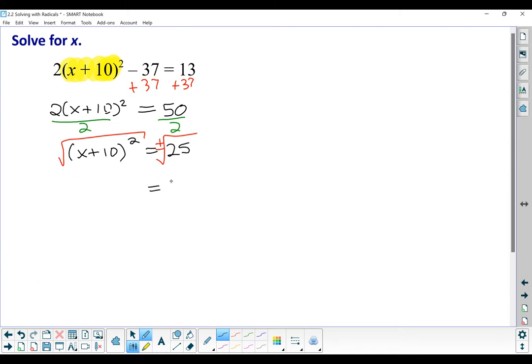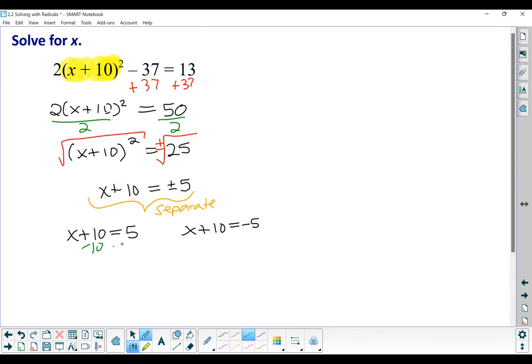So that right side of the equation is positive and negative 5. On the left side of the equation, the power and the root cancel each other out, and we end up with an x plus 10. Now, this is a point where we need to separate into two equations. So we have x plus 10 is equal to 5, and we have x plus 10 is equal to negative 5. So to finish solving for x, we need to subtract 10 from both sides of our equation.